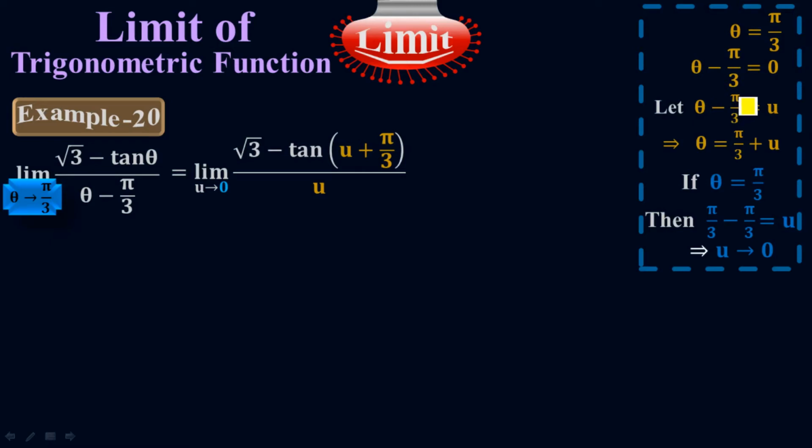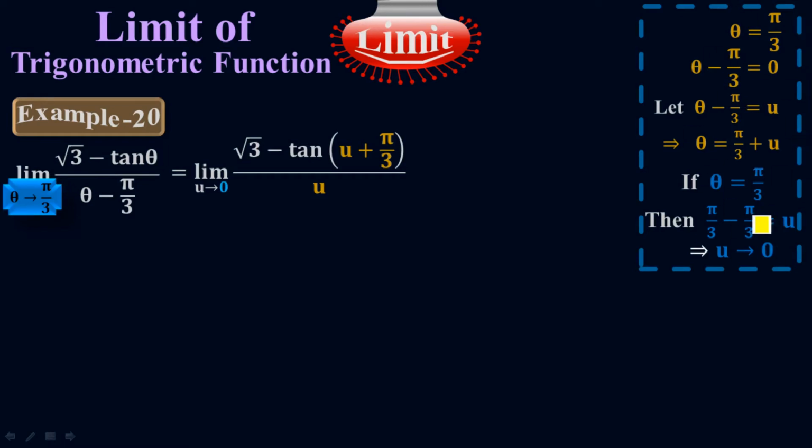Now let theta minus pi over 3 equals u, which implies that theta equals pi over 3 plus u. Since theta approaches pi over 3, put theta equals pi over 3 here, so pi over 3 minus pi over 3 equals u. Pi over 3 minus pi over 3 equals 0, so I will have 0 equals u. 0 equals u means that u approaches 0. Now after u substitution, my exact value is 0, not pi over 3.